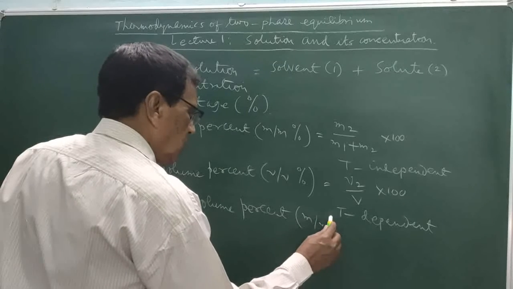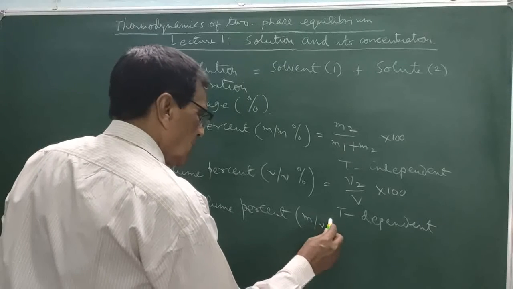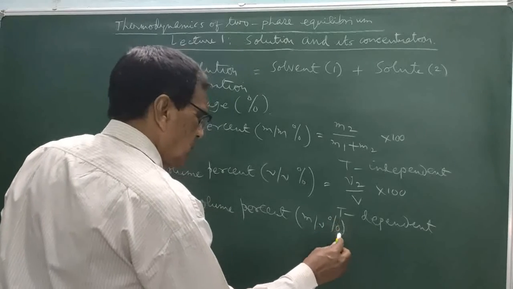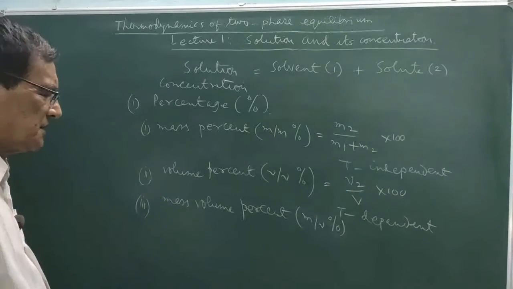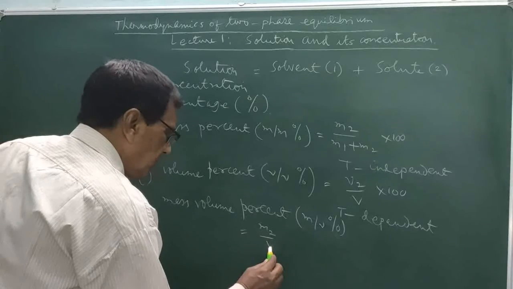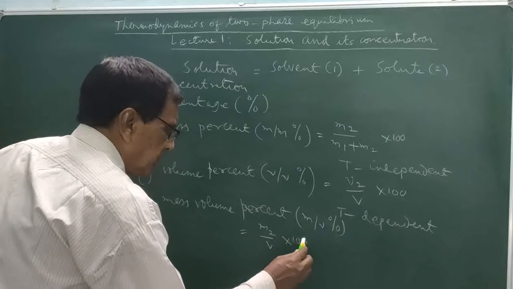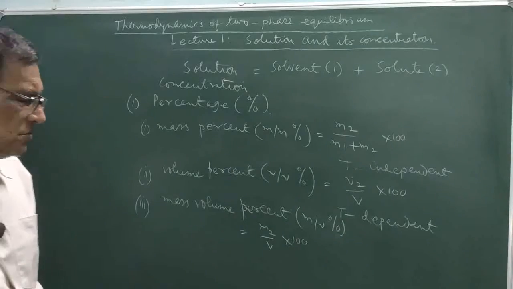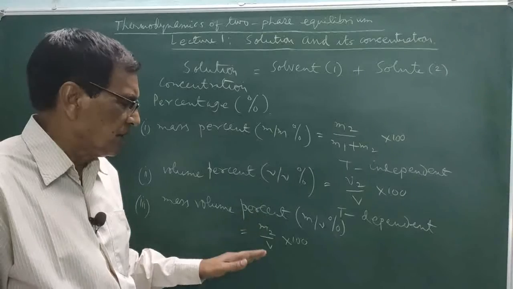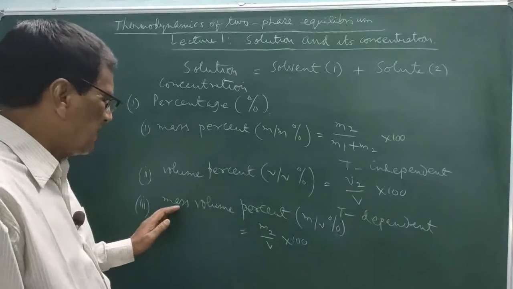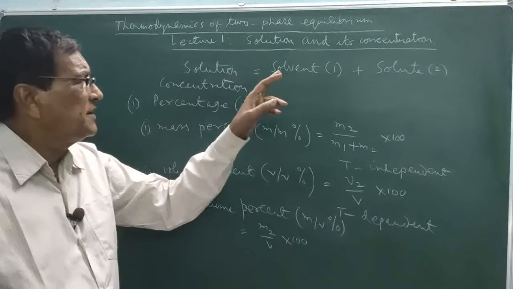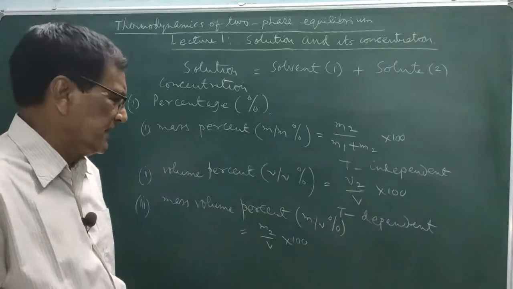Mass by volume percent. Suppose here it is represented as M2 divided by V into 100. Say M2 mass of this solute is dissolved in V volume of the solution, and it is to be multiplied by 100. This will be the mass volume percent. It is generally used when the solvent is liquid and solute is solid.